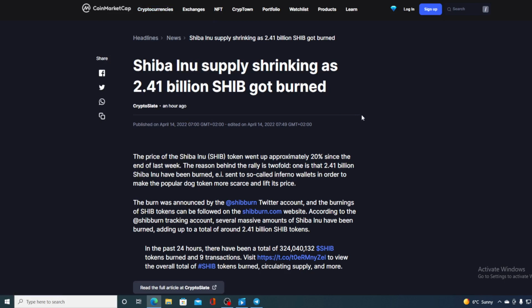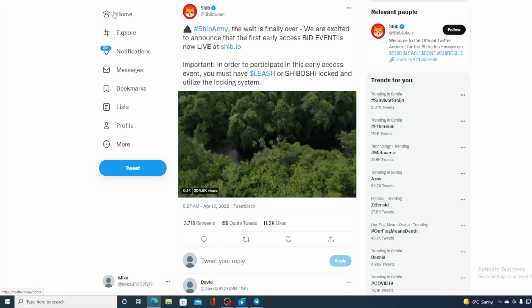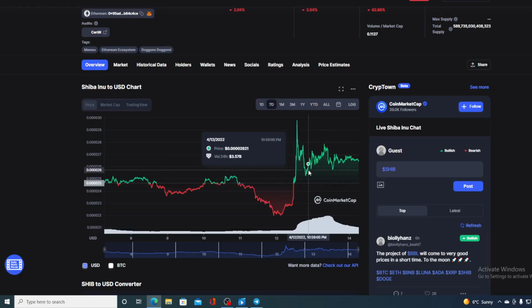The reason behind the rally is twofold. One is that 2.4 billion Shiba Inu token have been burned, sent to so-called Inferno wallets in order to make the popular Doge token more scarce and lift its price. And of course, the other one is that Robinhood listing. And the third one, guys, is that SHIB metaverse coming to life. So three awesome things done, and you saw the price spike.